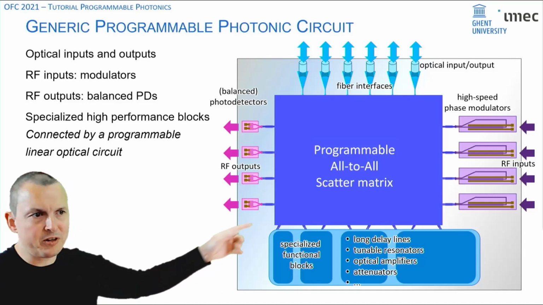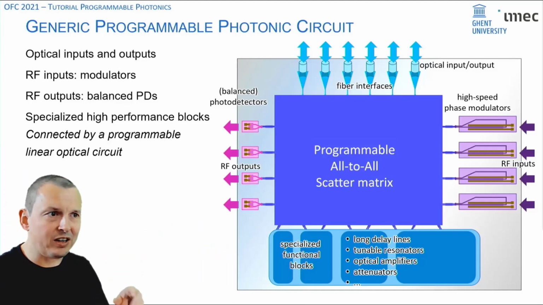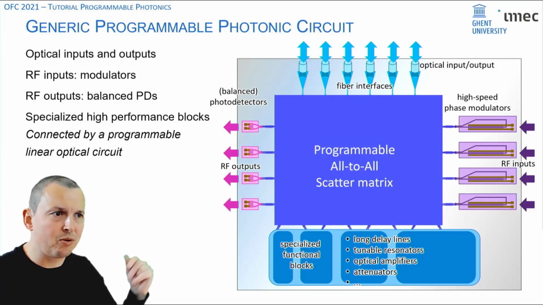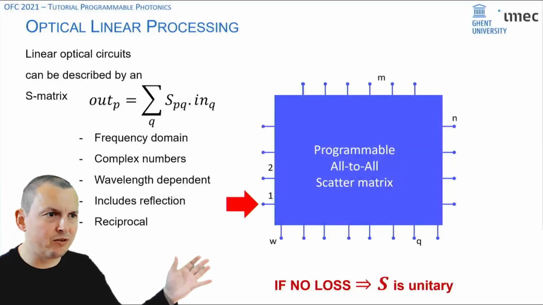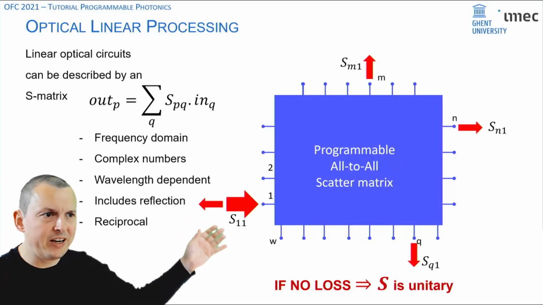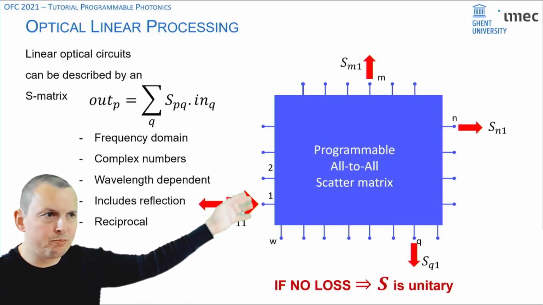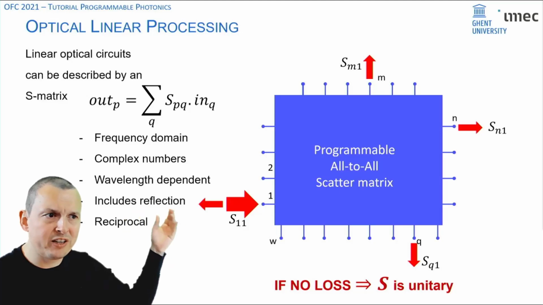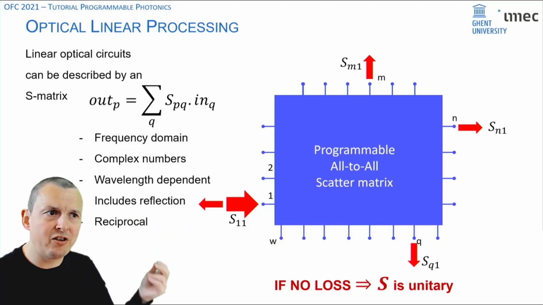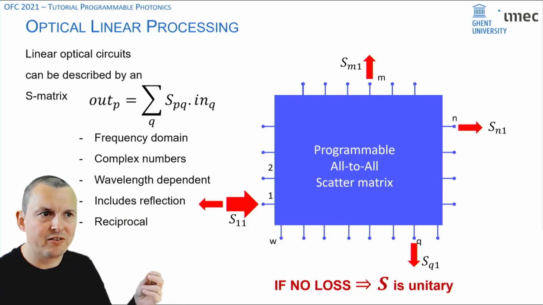Now the magical block is in the center here. The element which says programmable all-to-all scatter matrix. Now what is this? Well, it's essentially a photonic circuit that can couple any port to any other port in any form of linear combination. So essentially giving you a scatter matrix where every output signal is a linear combination of all the input signals.